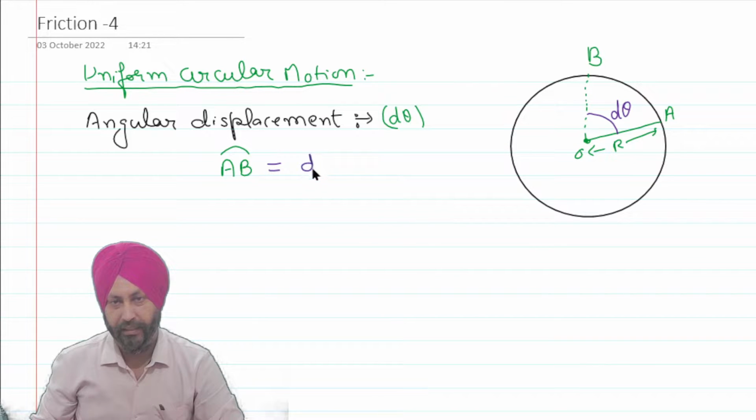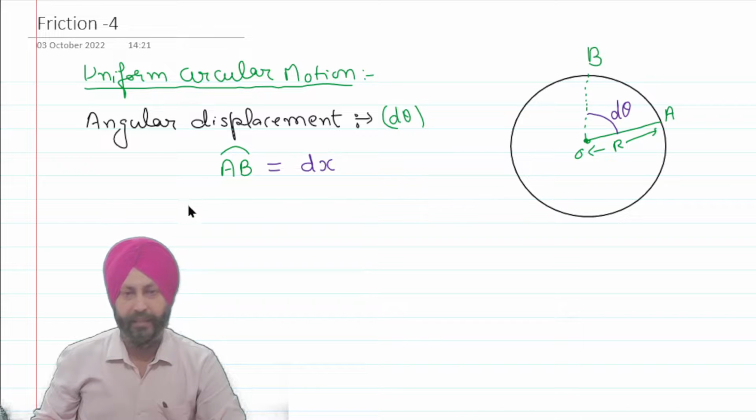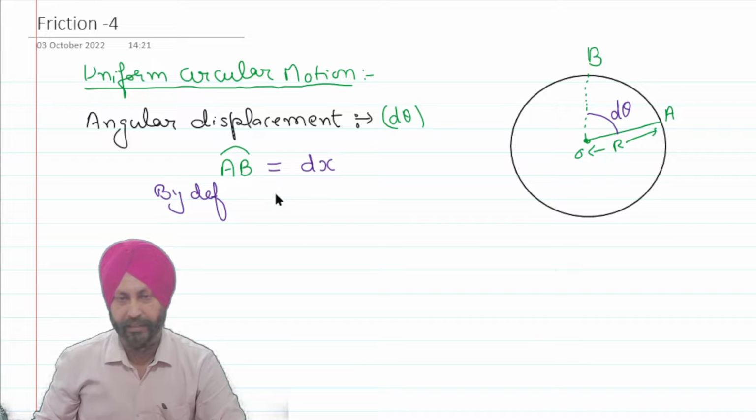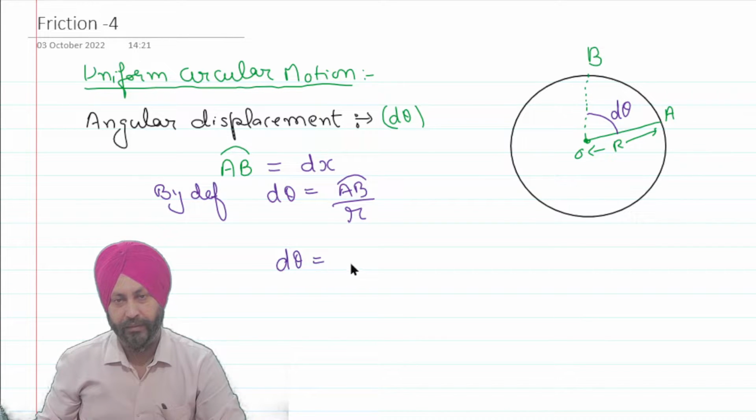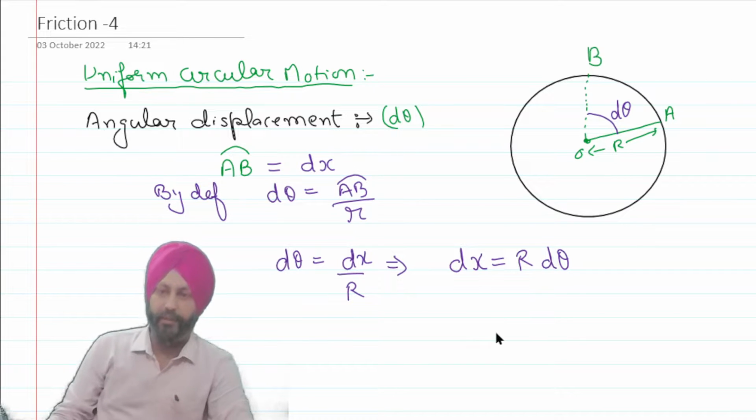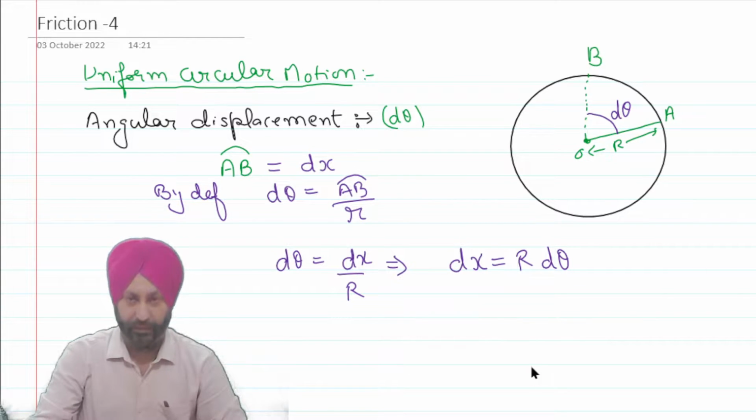Length of arc, let it be dx. Now, by definition, what is the definition of angle? d theta is equal to AB upon R. So here it is d theta. What is AB? dx. What is radius? R. So we get the relation dx is equal to r d theta. So dx is the linear distance that the body moves from A to B and d theta is the angular distance.